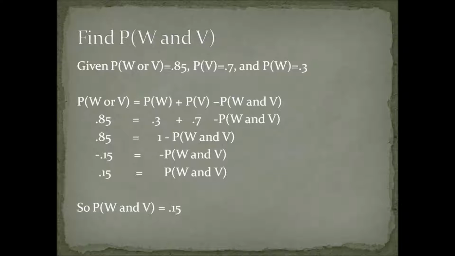0.3 plus 0.7 is 1, and then if I subtract 1 from both sides, I get negative 0.15 equals negative probability of V and W. I multiply both sides by -1 and I get 0.15 equals the probability of W and V. Sometimes I say the probability of W and V, sometimes I say the probability of V and W. They mean the same thing, the order does not matter. So I say the probability of V and W is 0.15, and that will be my answer.